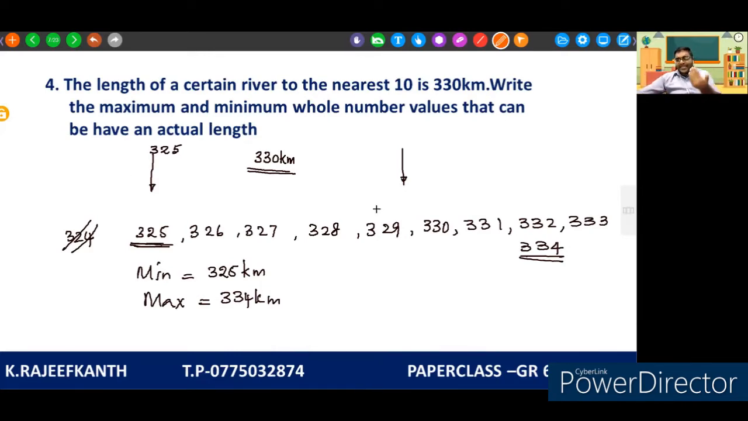Because if we write 335, then rounding to the nearest 10 we have to write 340. So 325 is the minimum length and 334 kilometers is the maximum length. Then the answer is 325 kilometers and 334 kilometers. Right? Then question number 5.